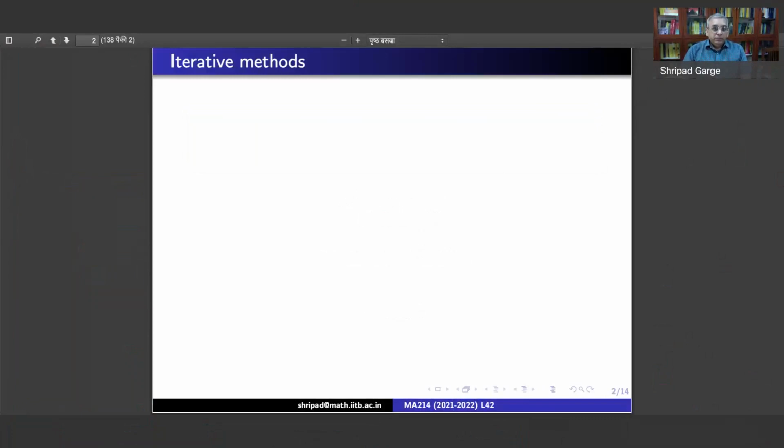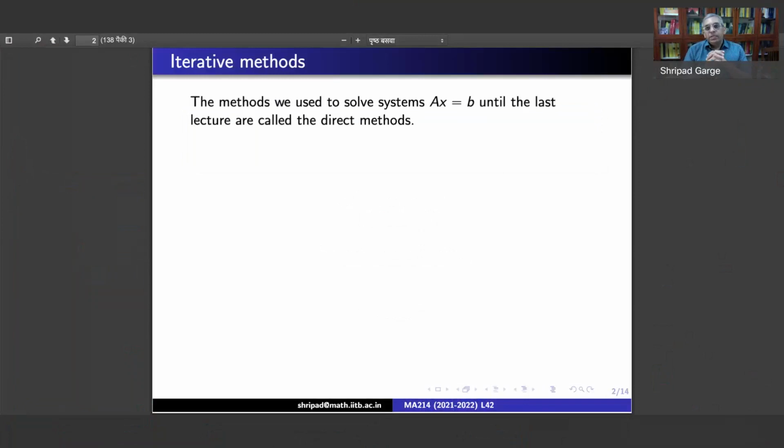So what we have been doing until now to solve systems like Ax equal to b are called the direct methods. To give you an analogy, suppose you are given a quadratic equation, say ax square plus bx plus c equal to 0. To solve this, we have a formula which is given by minus b plus minus under root b square minus 4ac, and then the whole thing divided by 2a. That's the formula that we know.